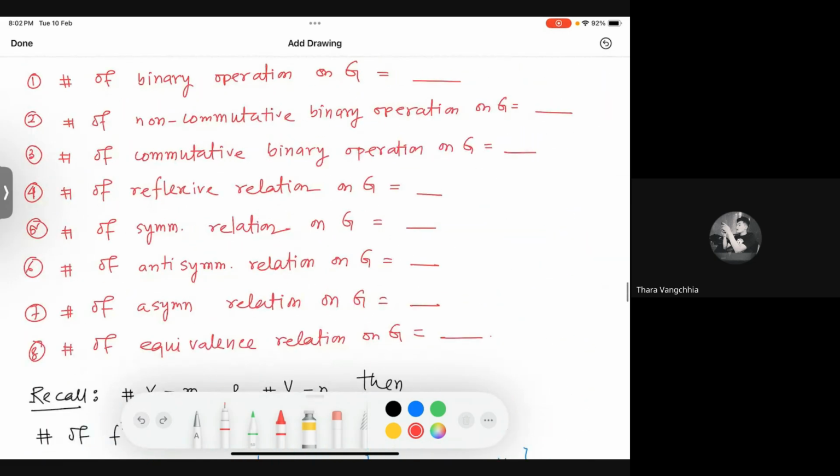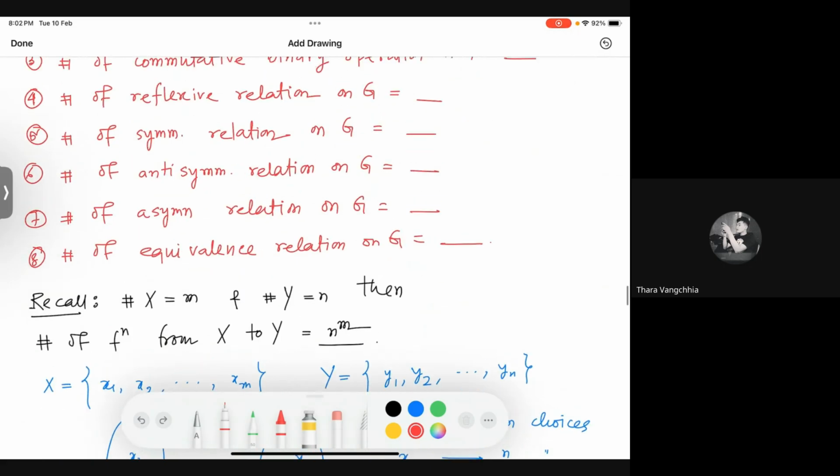So how many commutative binary operations are there from G cross G to G? Exactly, there are n into n plus 1 by 2 elements whose images are to be chosen, and each has n choices. Okay, is it fine?